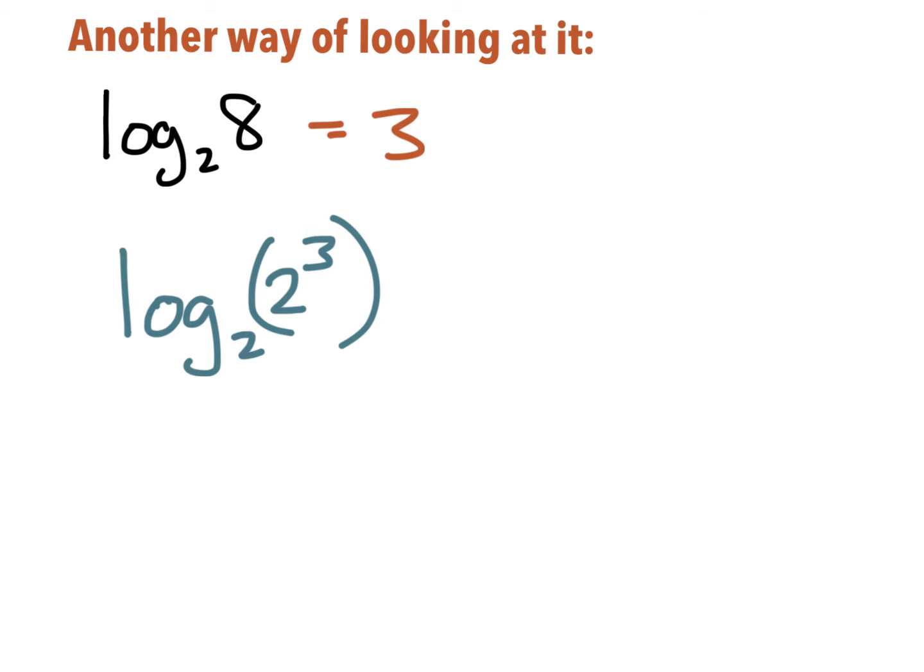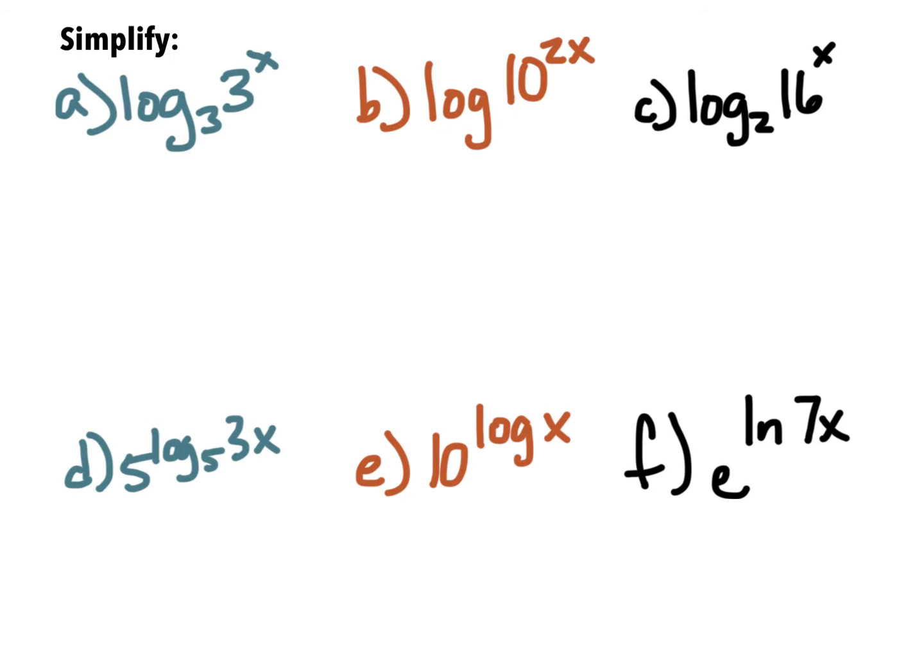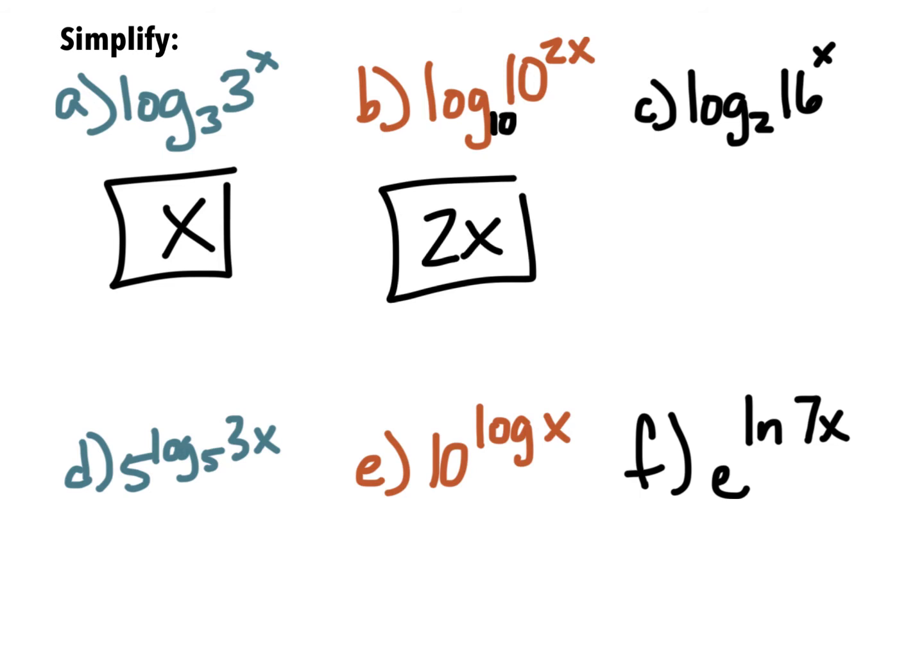All right, so let's try to use some of these properties. In the first example, log base 3 of 3 to the x, because these bases are the same, our answer is just x. Here we have log of 10 to the 2x. Remember that if we have a log, this is a common log, which is base 10. So these bases are the same, so the answer is just the exponent, 2x.